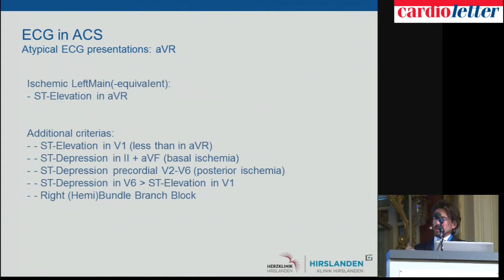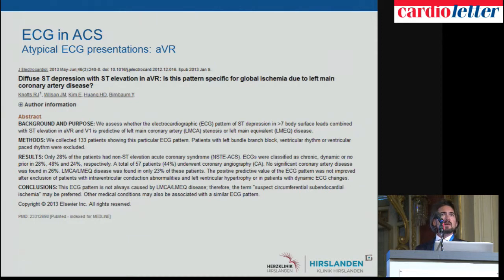So, is this valid? Is this specific? Do we always have a left main occlusion when we have an ST elevation in aVR? No, we don't. Even if you take diffuse ST depression and ST elevation in aVR, then when you get an angiogram of this patient you will still have no significant coronary artery disease in 26% and the left main occlusion only in 24% or 23%. So it's not a very specific pattern. And again, for criteria like this, use it only in a well-selected population.